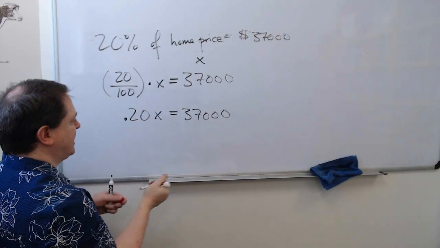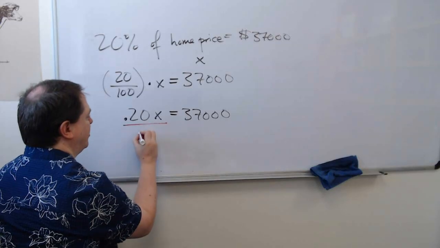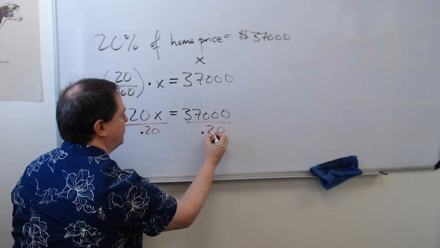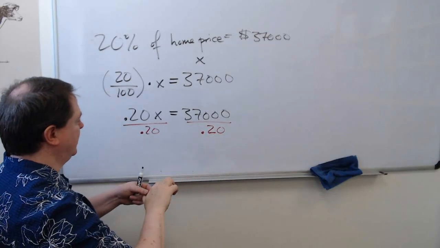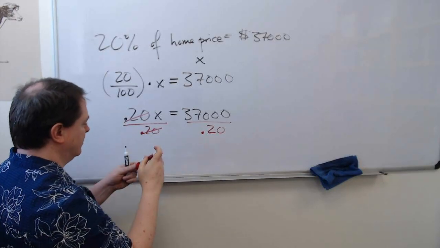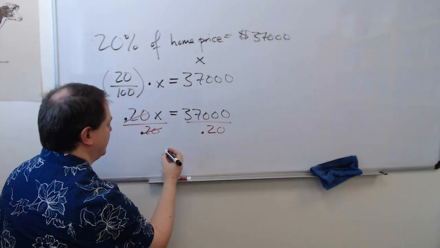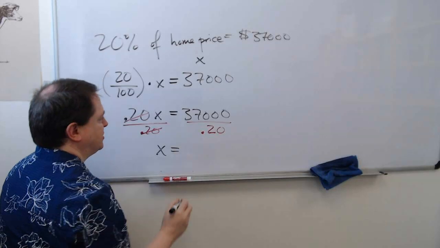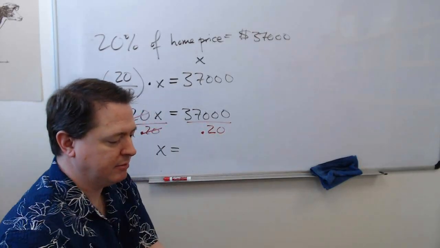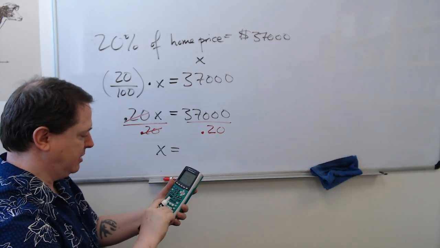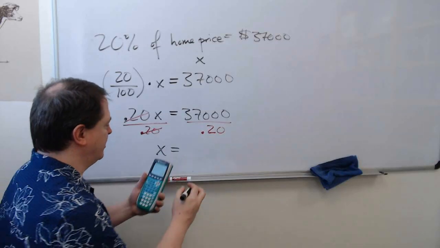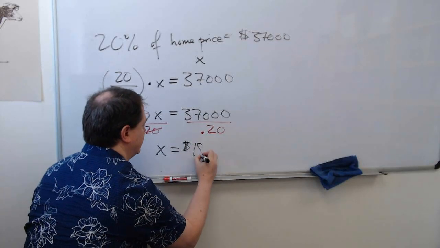And now to get just the X by itself, I need to divide both sides by that 0.20. Remember, if I do it to one side, I better do it to the other side as well. That will cancel out the 0.2 over here, so I'm just left with X. And so X equals 37,000 divided by 0.2. Okay, so 37,000 divided by 0.2 gets me $185,000.